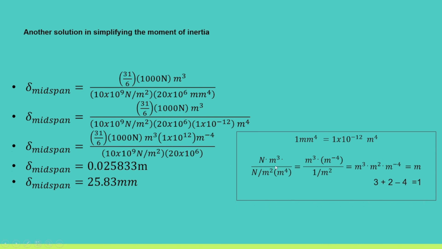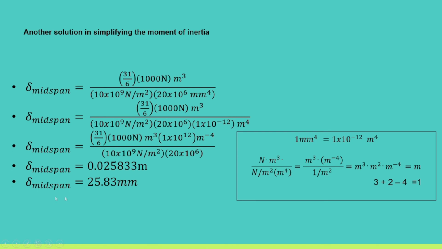Here we have Newton times cubic meter all over Newton per square meter times meter raised to the fourth. Then cancel both newtons, leaving cubic meter times meter raised to -4 all over the quantity of 1 over square meter. Then multiplication of same terms with different exponents, leaving meter as the final unit for the deflection. Here we have the deflection of midspan, which is equal to 25.83 millimeters.